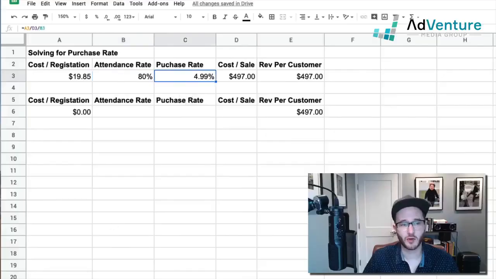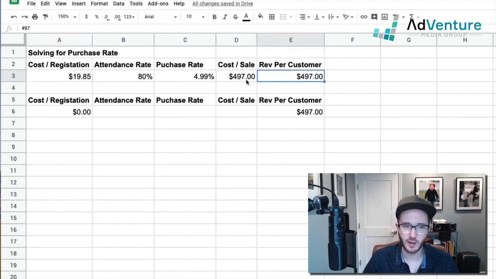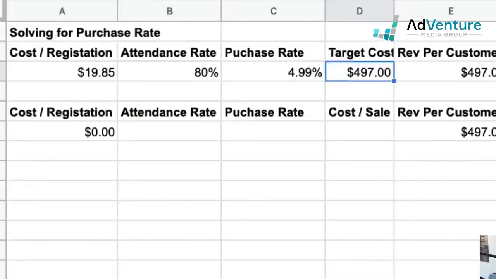But I solved for purchase rate. Okay, so I knew my cost per registration. I knew I want my revenue per customer. I'm the cost per sale target, or maybe we should call this target cost per sale.